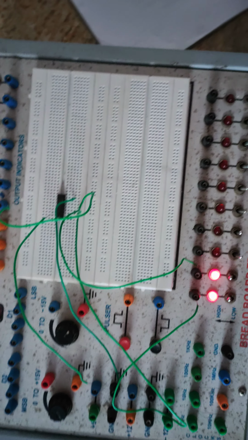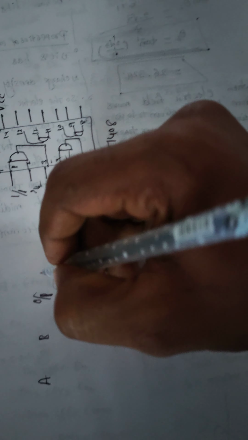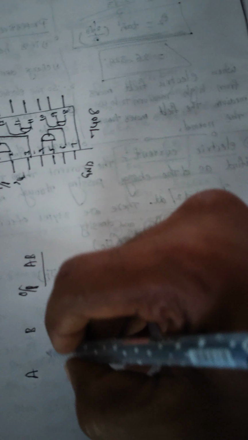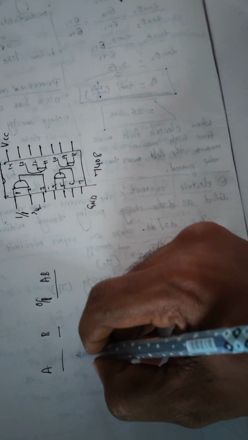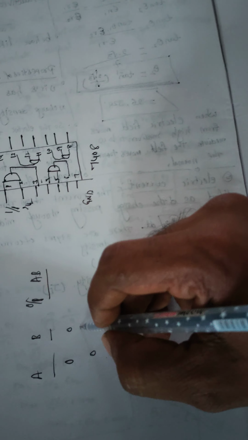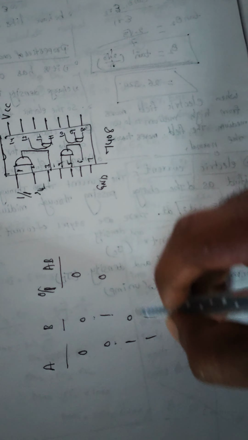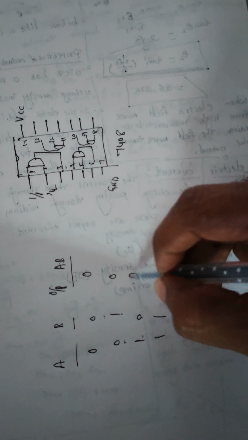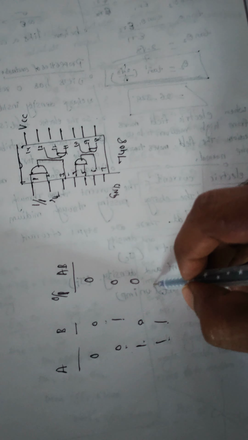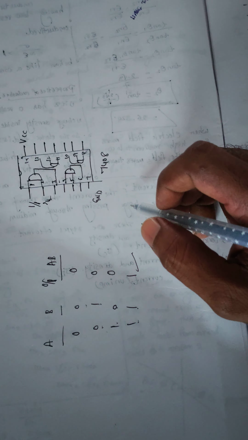Let us see the truth table for the AND gate. We know the truth table has inputs A, B and output equal to AB. When both inputs are 0, the output is 0. For 0 1, the output is 0. It is nothing but a multiplication. For 1 0, the output is 0, and for 1 1, the output is high. So it satisfies the basic truth table of the AND gate.